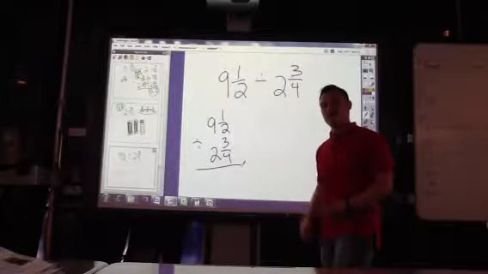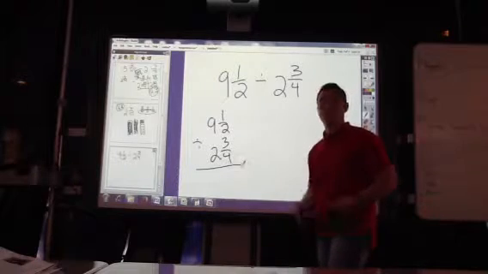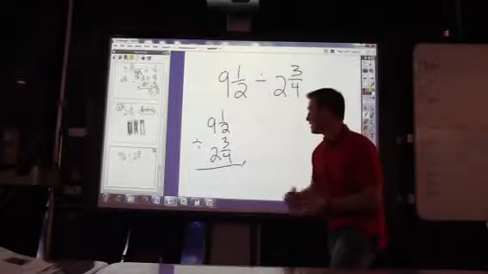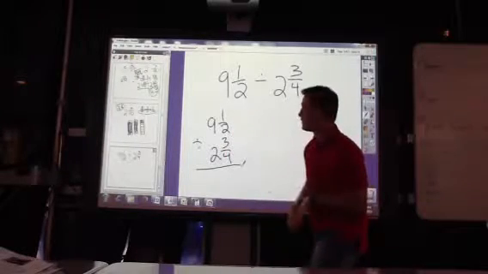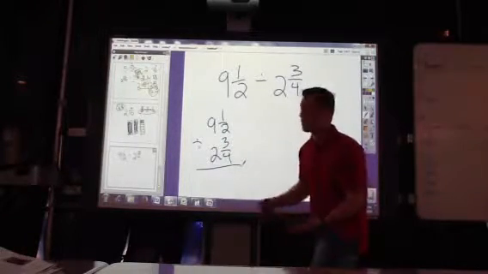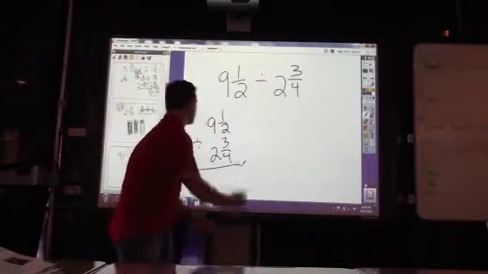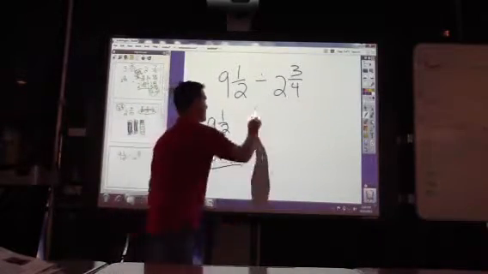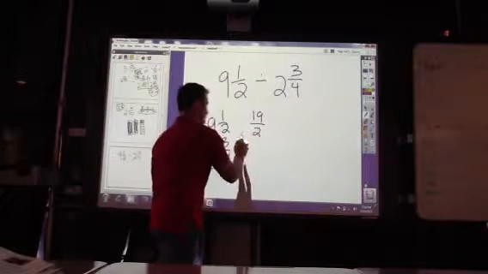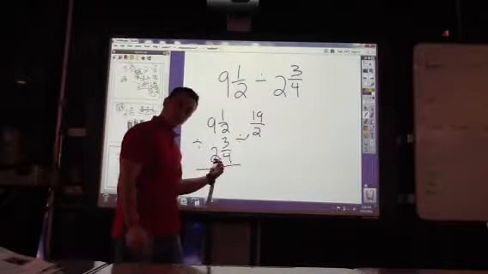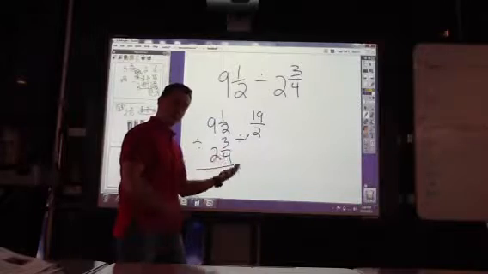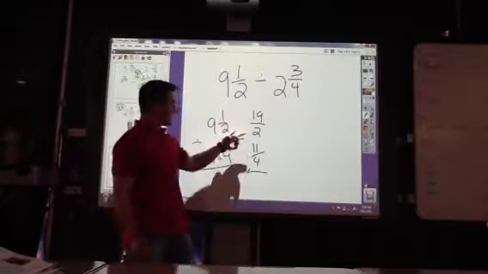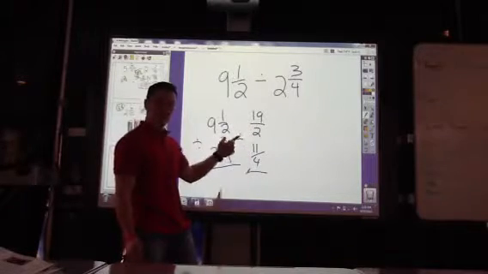When we divide fractions, we change our division sign to a multiplication sign eventually, but the first thing we need to do is change our mixed number to an improper fraction. So the way we do that, we do 2 times 9 is 18, plus 1 is 19. 19 over 2, divided by, what is 4 times 2? 8 plus 3 gives me 11. You keep your denominator the same, okay? So I have 19 over 2 divided by 11/4.